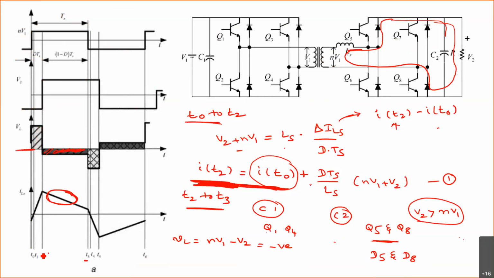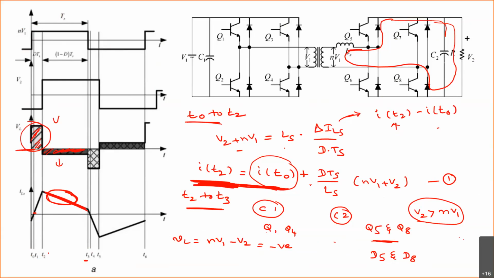Again, this expression is also valid from T1 to its peak value. So during this entire range from 0 to DTS, the inductor voltage is positive, which is equal to NV1 plus V2. In the third mode, where the second H bridge transition of switches is taking place, the voltage across this inductor will be negative. Therefore, this current is reducing.